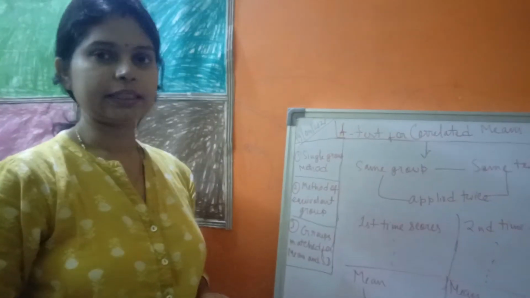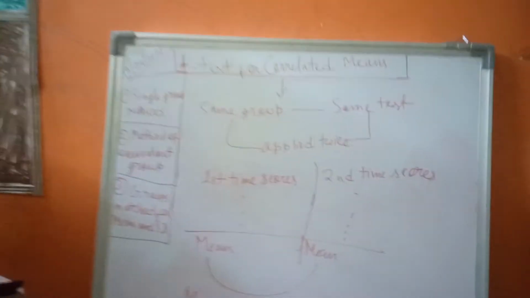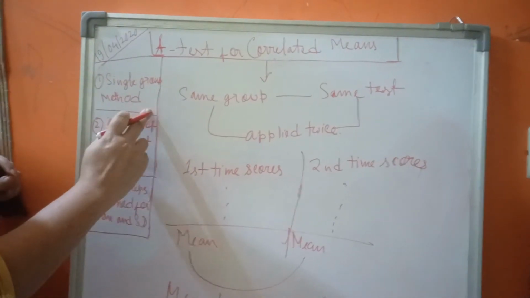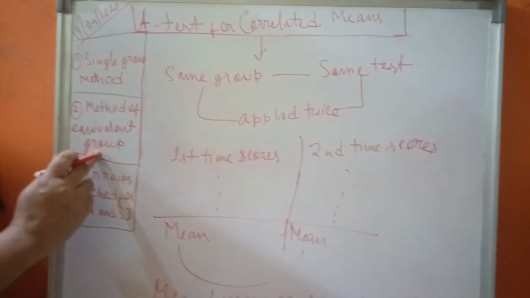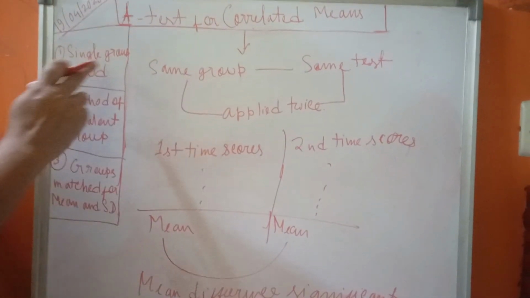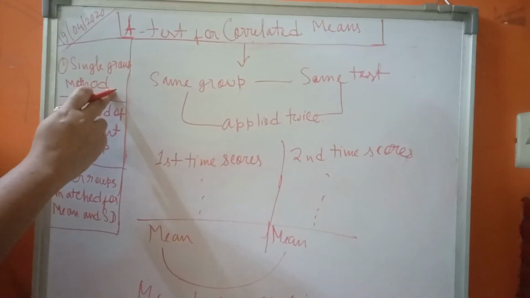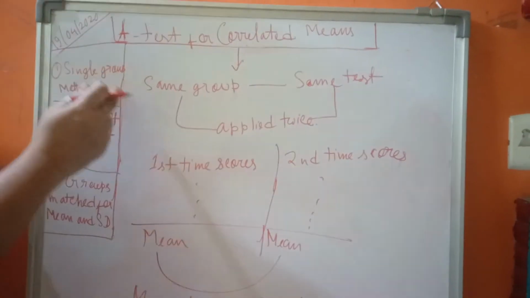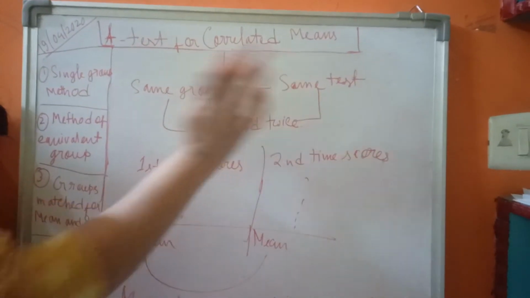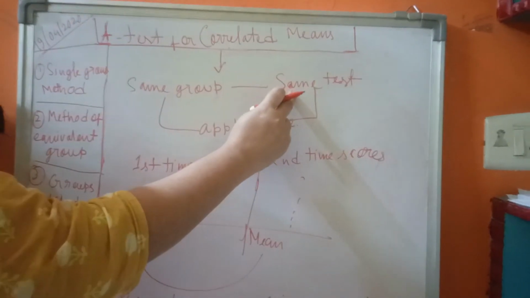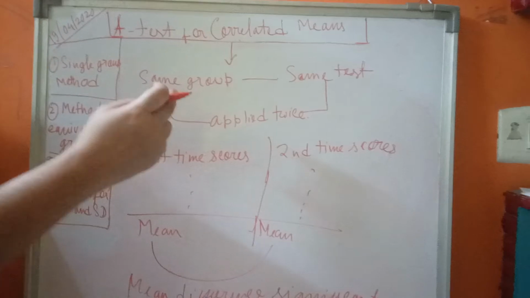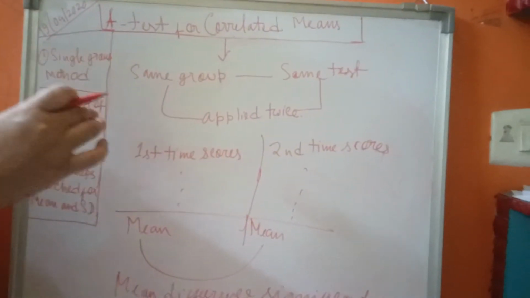t-test for correlated mean has three types: single group method, method of equivalent group, and group match for mean and SD. First we will learn it for the single group method. Why is it called single group? Because the same group is tested two times with the same test. Therefore, their mean values are correlated.